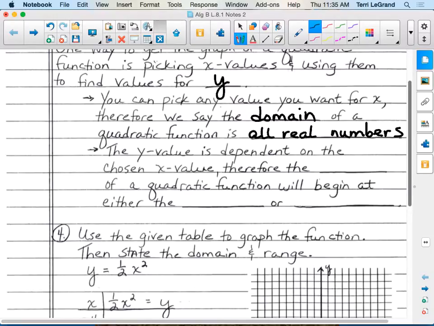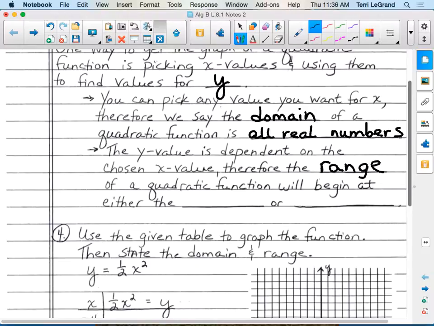Well, the y value, though, is dependent upon, remember that's the range, what do we get out of it when we put our x value in? The y value is dependent upon the chosen x value. Therefore, the range of the function, remember that's the y value. So since x gets to control the situation, it doesn't matter if you pick an x value over here on the number line, or way over here, somehow you will get a y value out of it. But here's the deal. What do we know about a parabola's behavior? What does a parabola do?